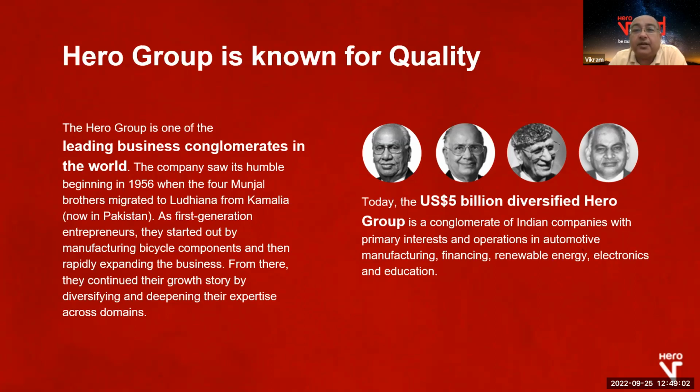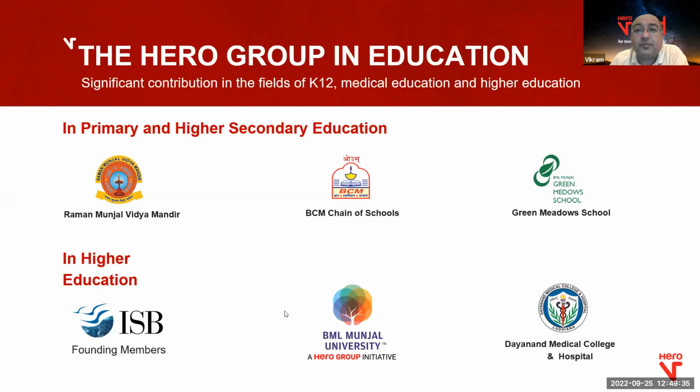Today, Hero Motor Corp is a reality that is almost 12 plus years old. We have established our presence as a $5 billion business conglomerate with interests in automotive manufacturing, finance, renewable energy, and education. Education is the space that we're in, and Wired is one of the newest ventures of the Hero Group in this space. Within education, we've got about 4 to 5 decades of experience.